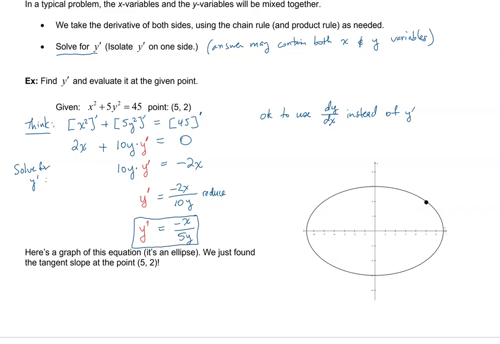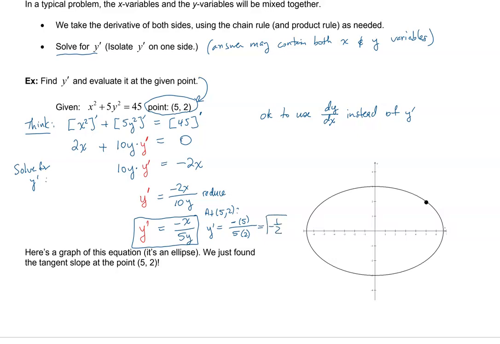That's okay. So then we want to answer the second part of the question. We were given a point, so we want to evaluate it at the point 5, comma 2. So at the point 5, comma 2, y prime would be negative x, negative 5, over 5 times the y value of 2, which would be negative 1/2.